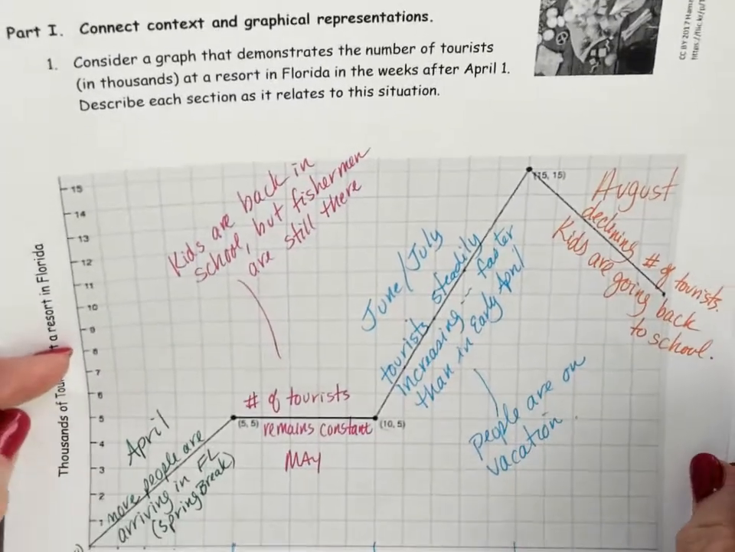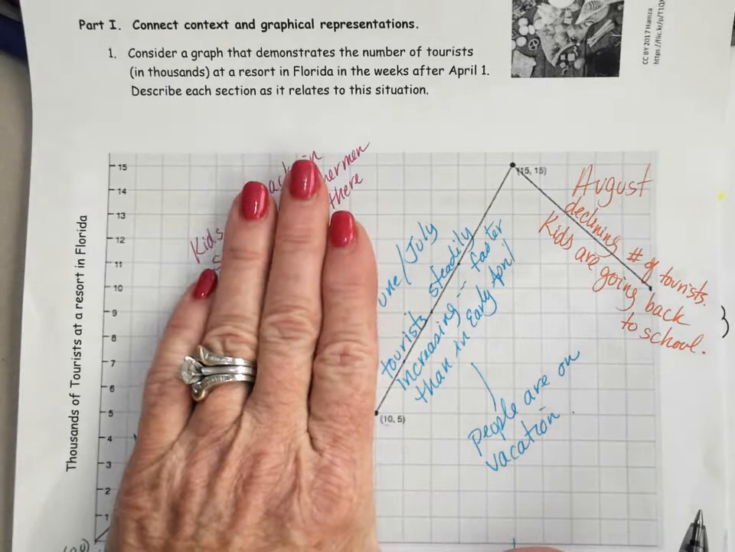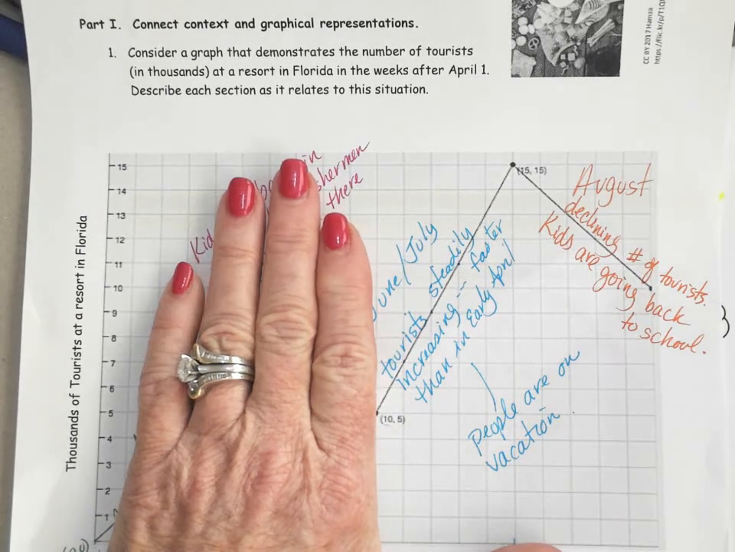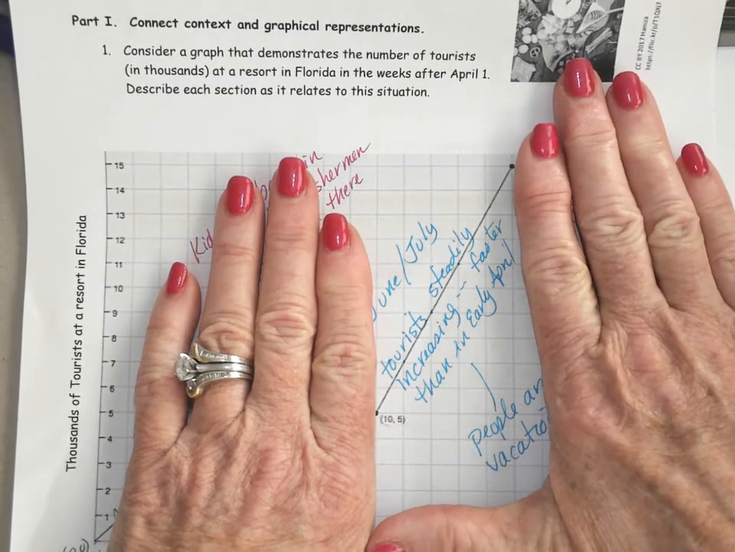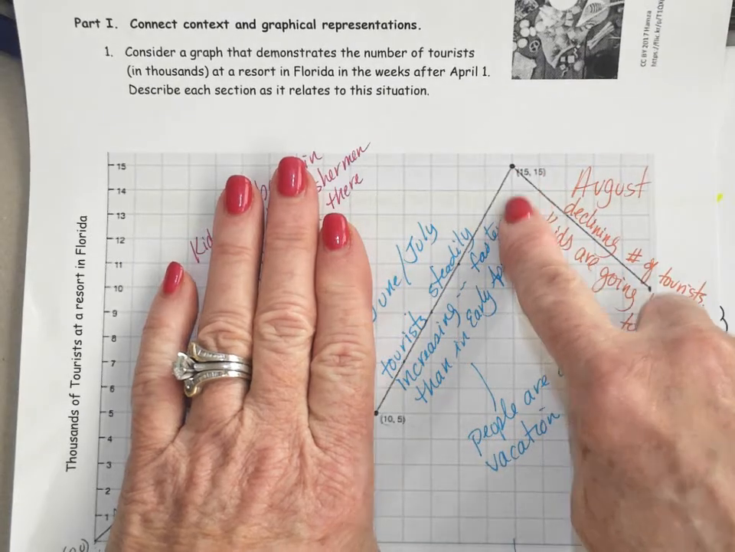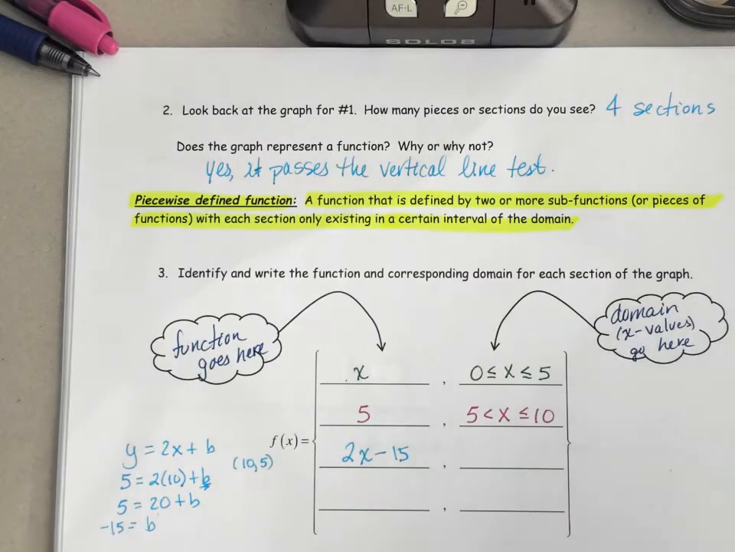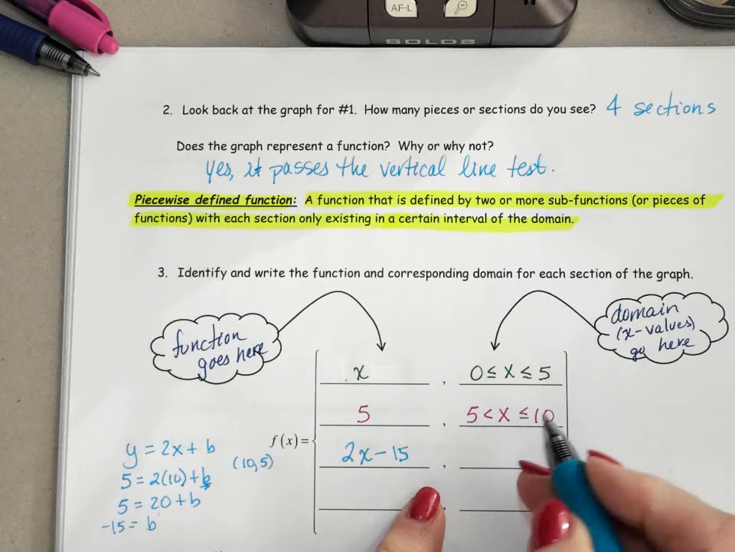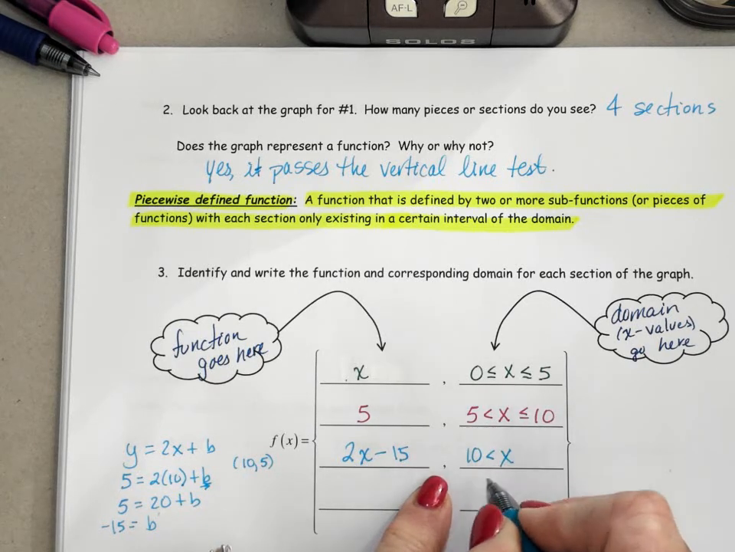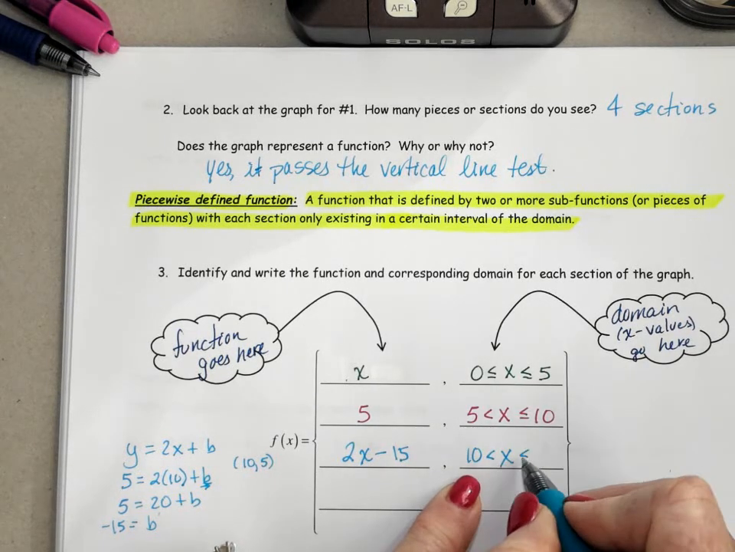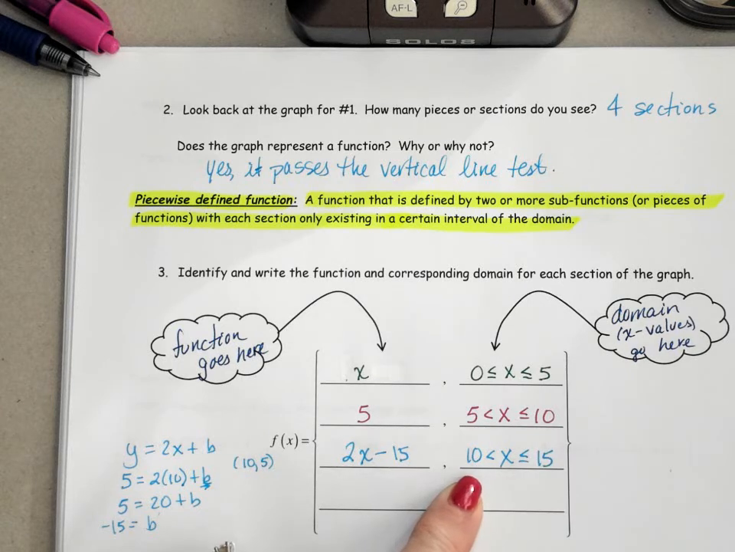Let's look back over here, and let's see if we can find the domain values. Where does that one start? It starts at 10, and it stops right there, up at 15. So again, 10 is used up here, so it's got to be a less than here. And we're going to send this all the way up to 15.